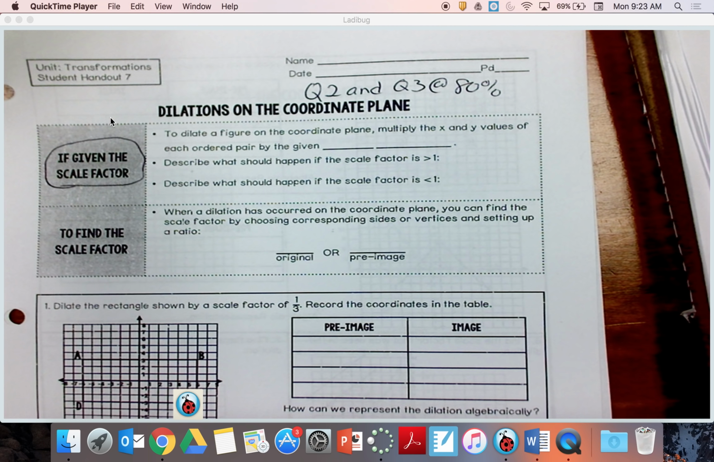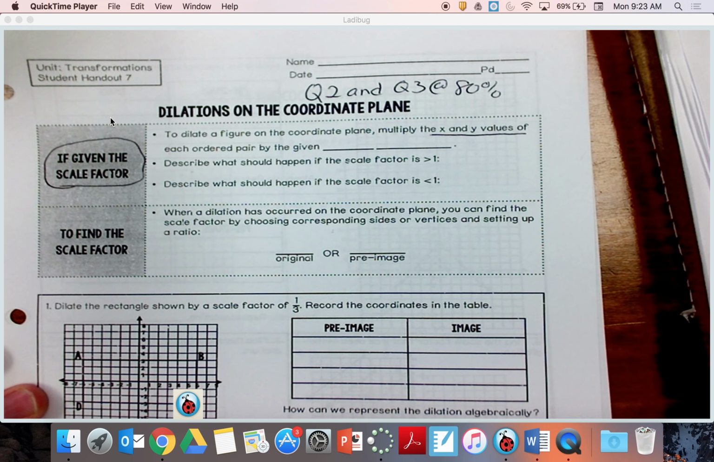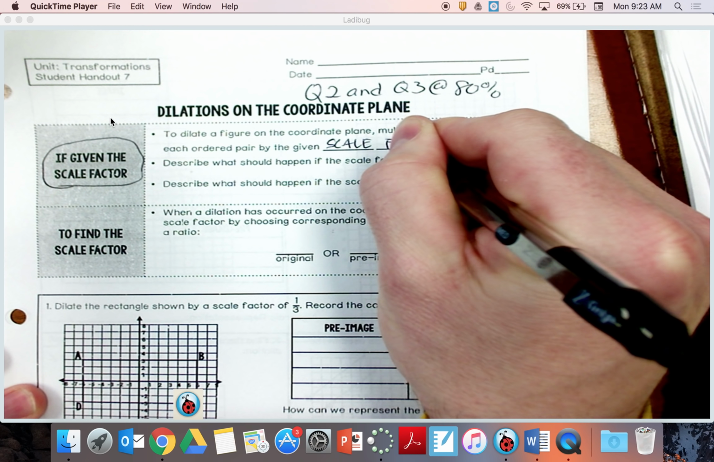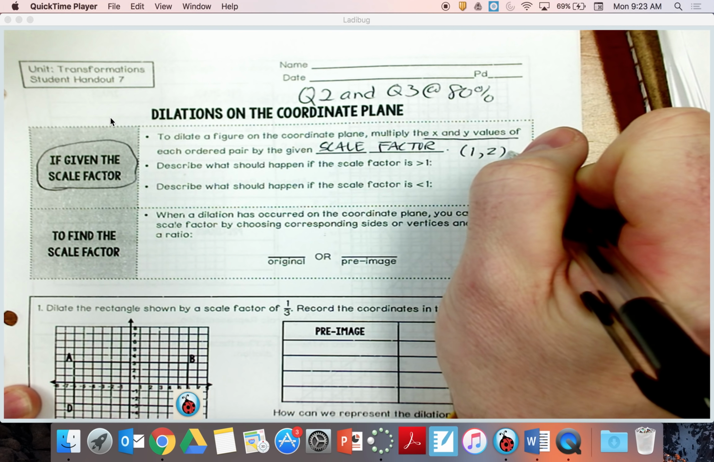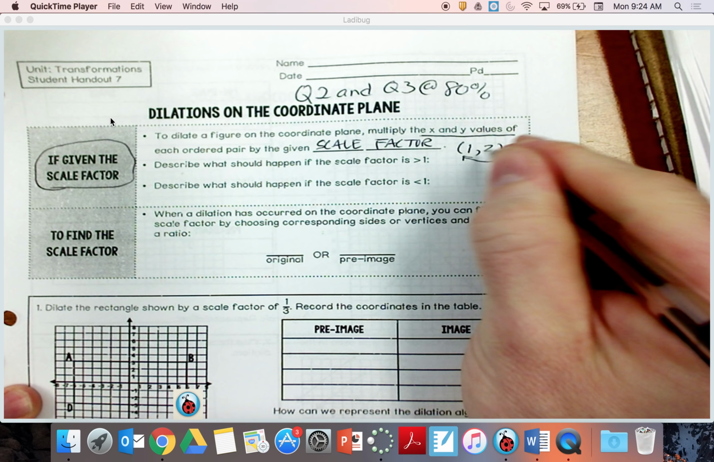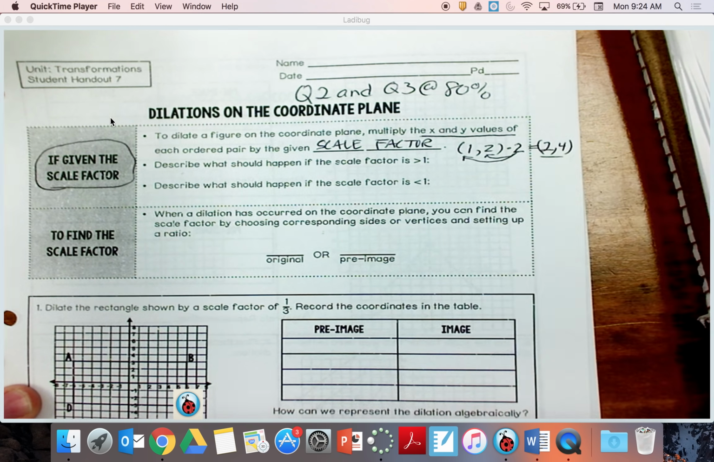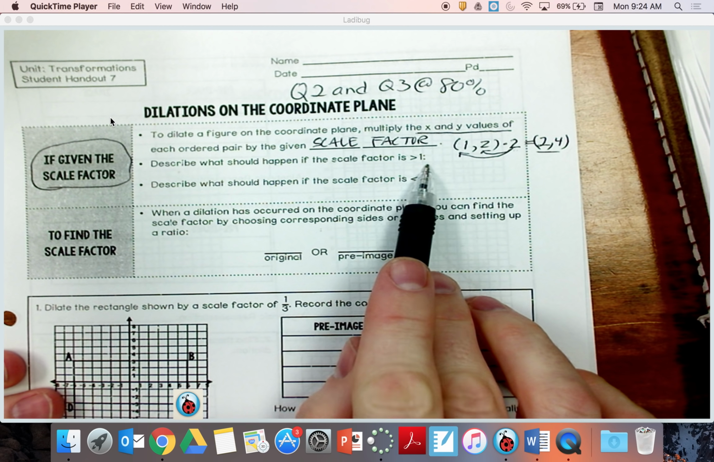So what we're going to do here is when we take these, we're going to find the x and y values, the ordered pair. And we're going to take that and basically multiply that by our scale factor. So what I mean by that is if you had an ordered pair, say 1, 2, and we were scale factoring it by a factor of 2, you would then take 2 times 1, which is 2, and 2 times 2, which is 4, and that would be your new ordered pair. So you would take the ordered pair, multiply it by your scale factor, and you would get your new value for that.